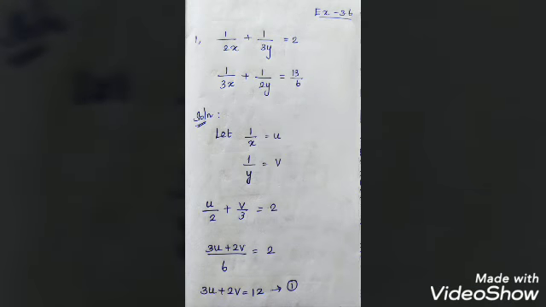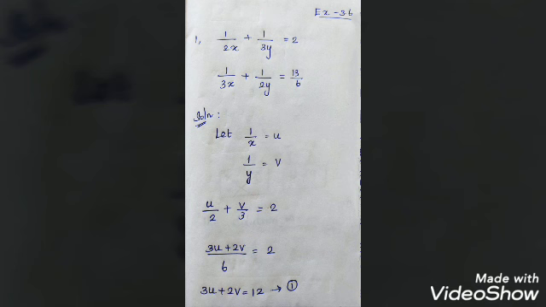Your first problem: 1 by 2x plus 1 by 3y equal to 2, 1 by 3x plus 1 by 2y equal to 13 by 6. Right? These are your equations. First let me take 1 by x equal to u, 1 by y equal to v. So how will the equation be? u by 2 plus v by 3 equal to 2. Take the LCM, which is 6. 3u plus 2v by 6 equal to 2. Cross multiply the 6 into 2. So 3u plus 2v equal to 12. This is our equation number 1.